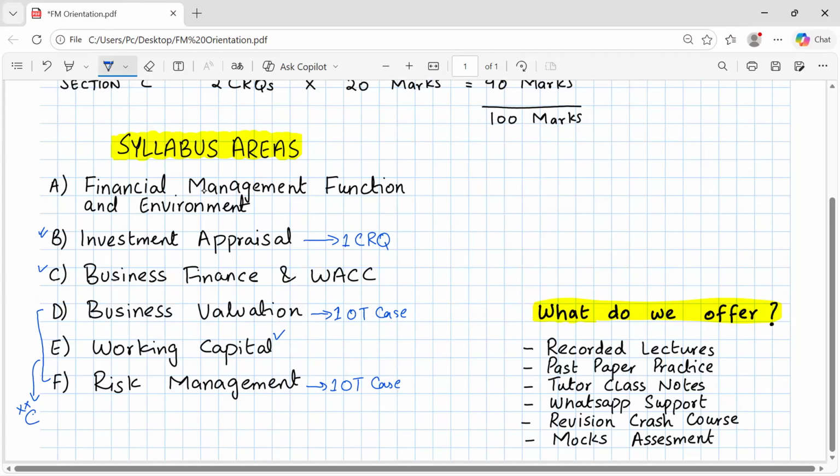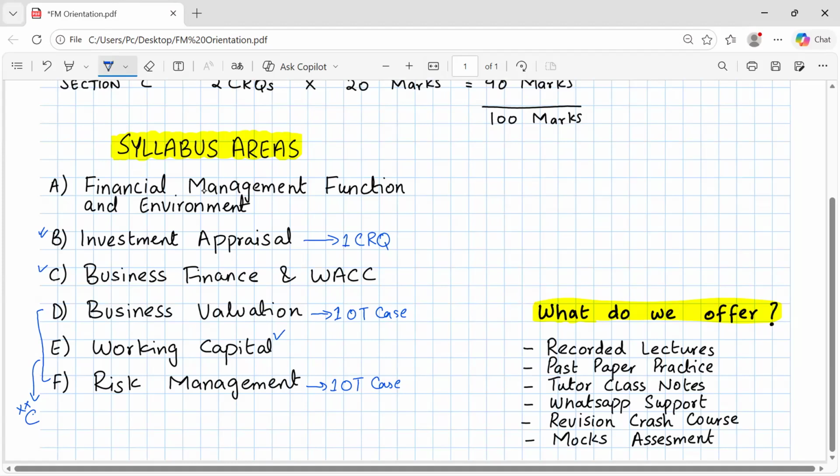Then obviously, to pass an exam, the most important part is to practice and practice past paper questions. So I will guide you through many past paper questions and exam style questions, and I will teach you the approach on how to correctly solve them, which obviously will be essential for passing your exam. Then there will be notes. I have my own notes that will be provided to you. You can use those for revision purposes.